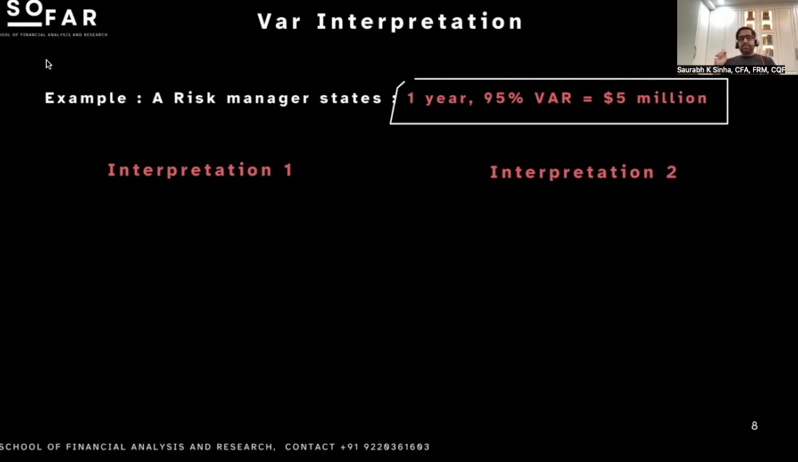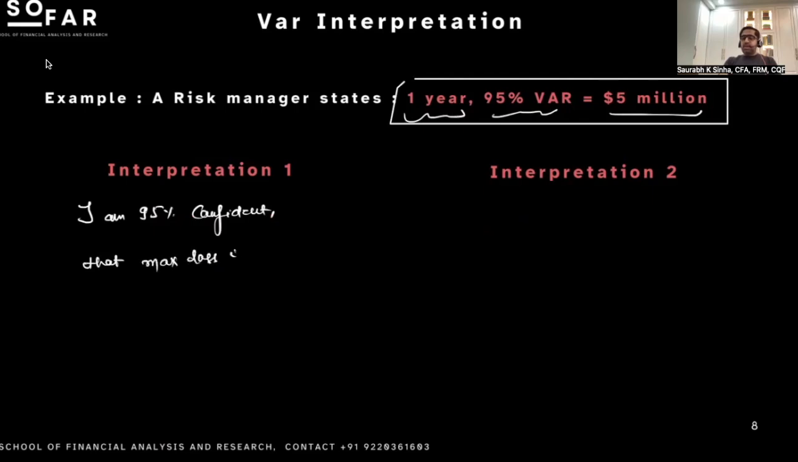There are two interpretations. The first interpretation is, I'm writing it, please write it down. First write: 1 year, 95% VaR is $5 million. Interpretation number one is, I am 95% confident. It is necessary that you write. I'm 95% confident that the maximum loss in 1 year would be $5 million. This is interpretation number one.